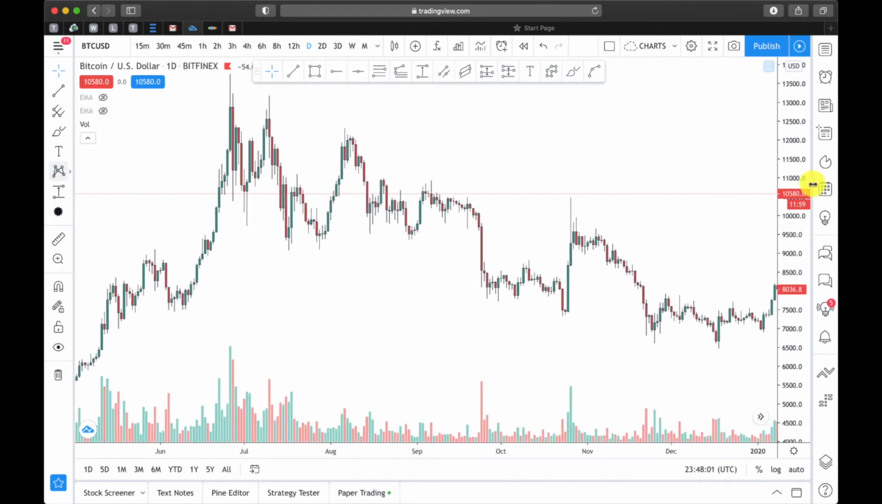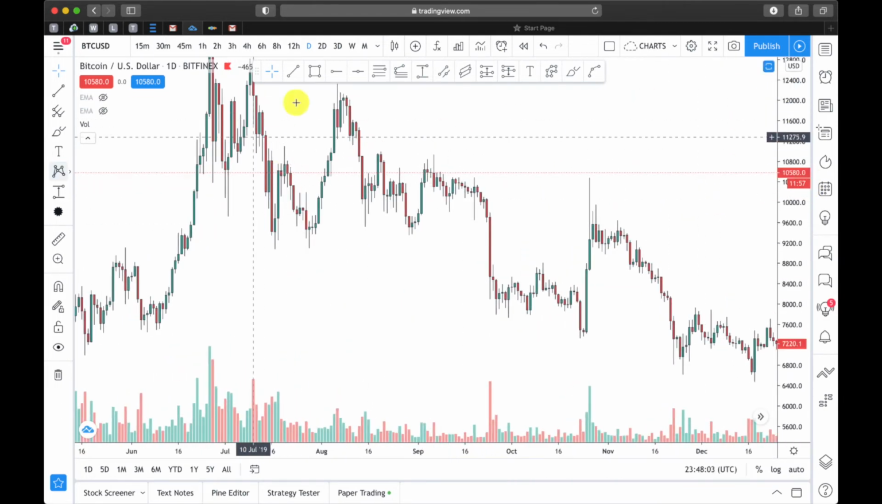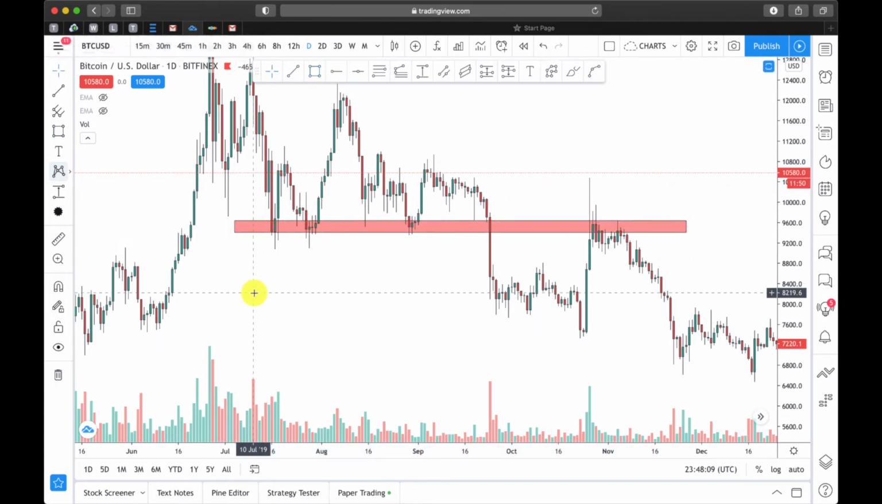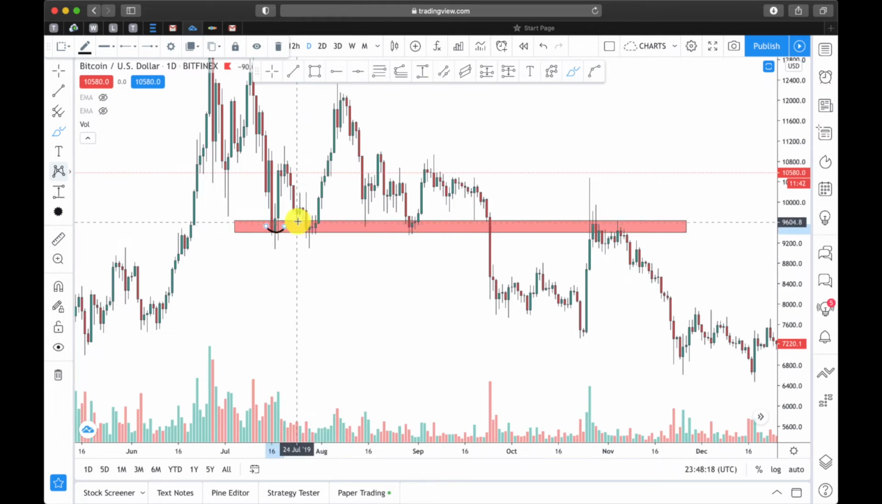So in this example, we'll be using support, right? So this is a support. This is a support level, right? Price touched it, went back up. Remember, support supports the price. So whenever price touches support, it bounces until that support is broken. So it touched it here again, it bounced. It touched it here, it bounced. It touched it here, it bounced.